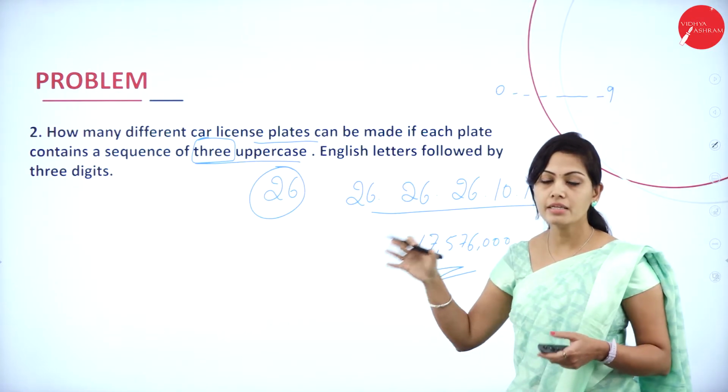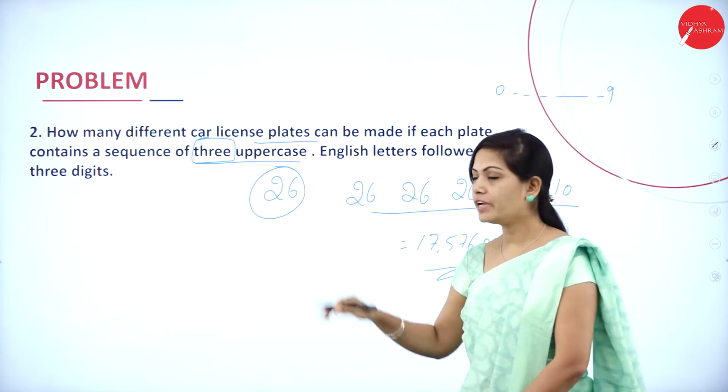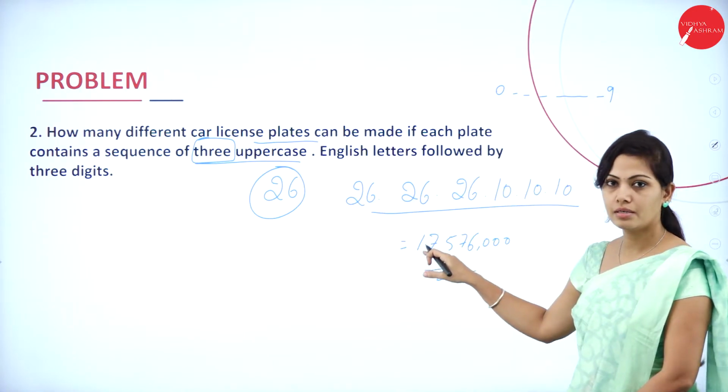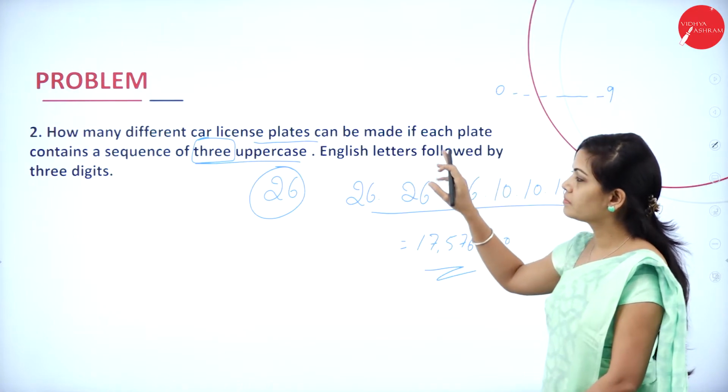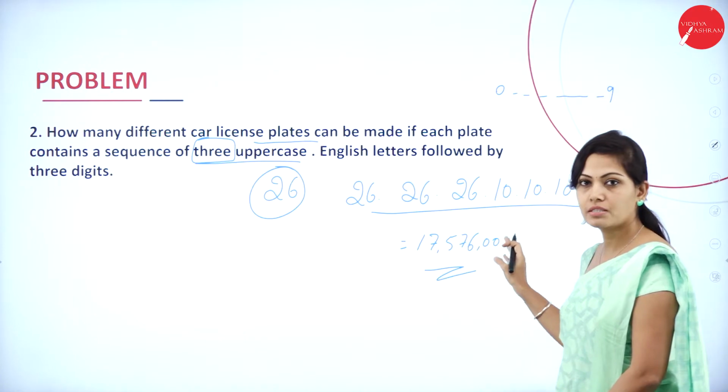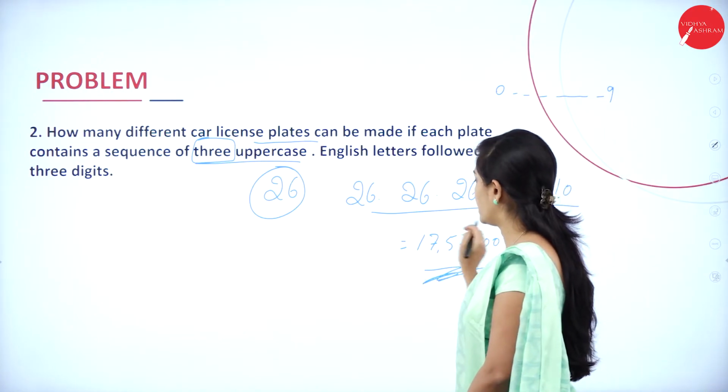Here we are applying the counting method. Here we are applying the product rule. You just multiply all the uppercase letters and 3 digits, so you will get 17,576,000. So this is the final answer.